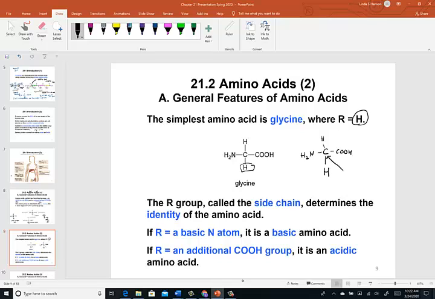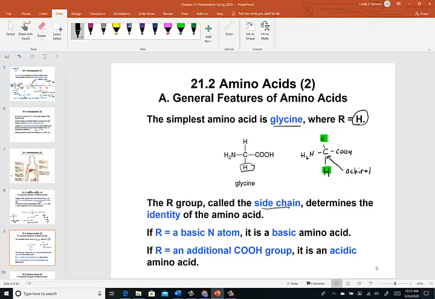Notice that makes this carbon achiral. Glycine is the only one of the 20 that is not a chiral center. And it's non-chiral, as you can clearly see, because two of the attachments are the same hydrogens. So remember, to be chiral, you have to have four unique attachments. Here there's only three unique. Two of them are the same, giving hydrogens. The R group is called the side chain, and it identifies the amino acid.